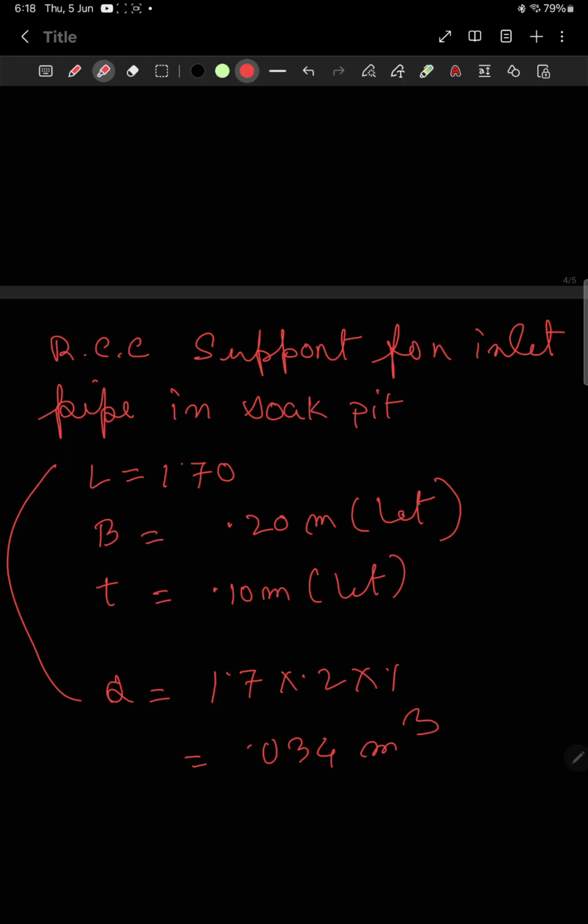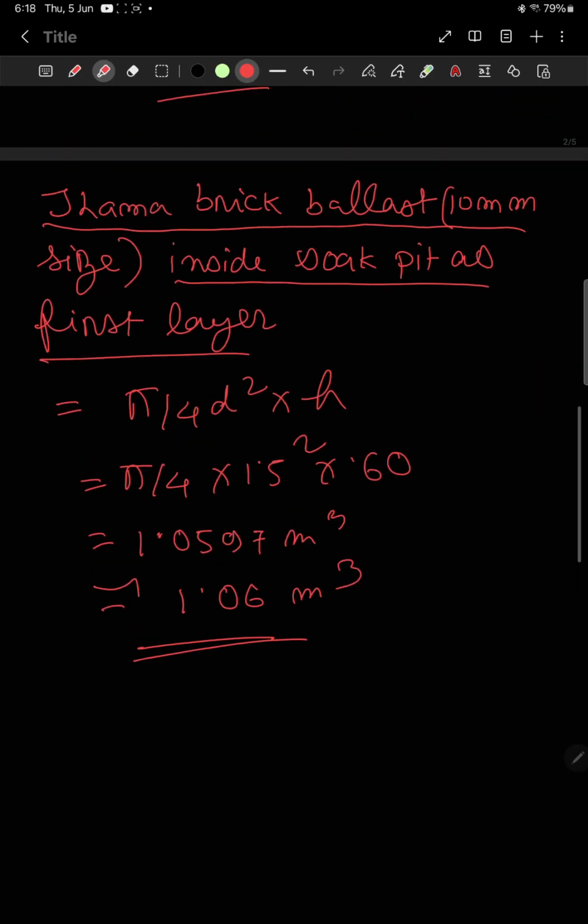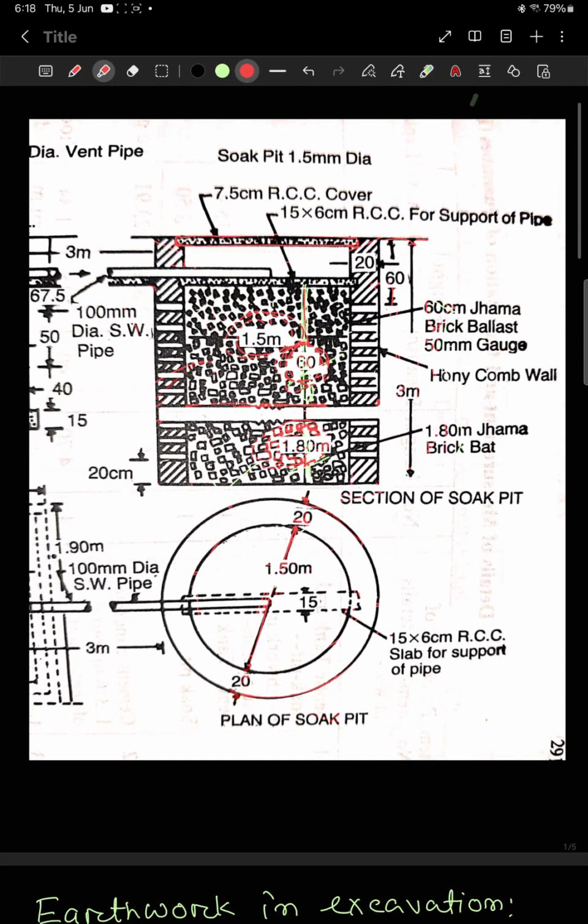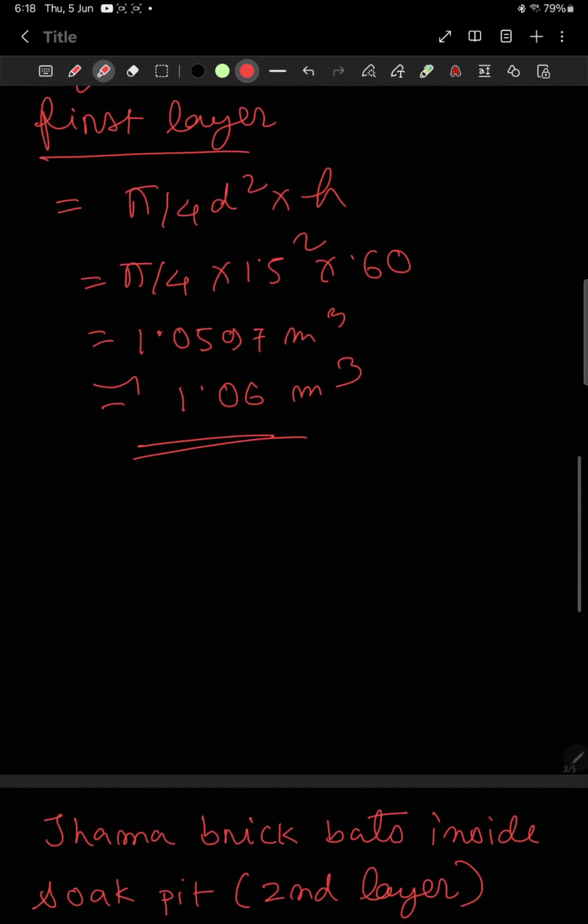One more very small item is left. There is an RCC slab, small RCC slab, this one. This small RCC slab is provided to support this inlet pipe. This is the inlet pipe. So over this RCC slab we will place this inlet pipe. So we will have to consider this RCC slab also in this estimate.